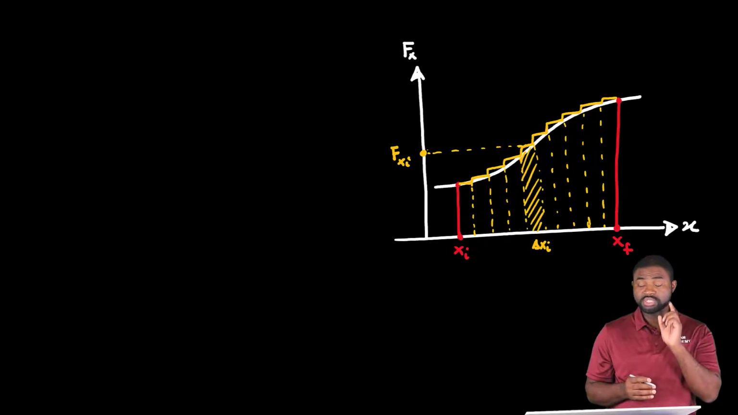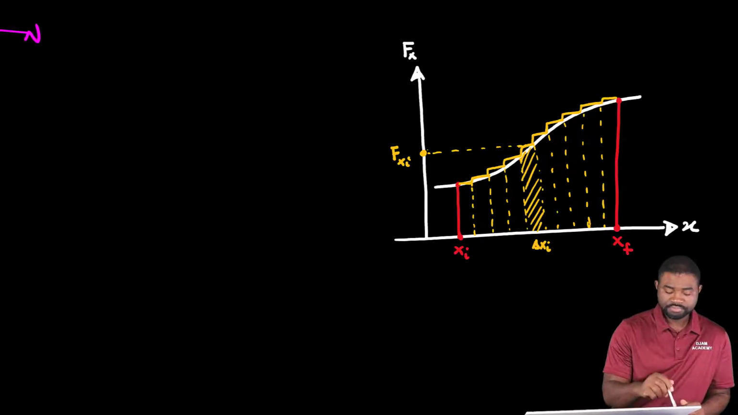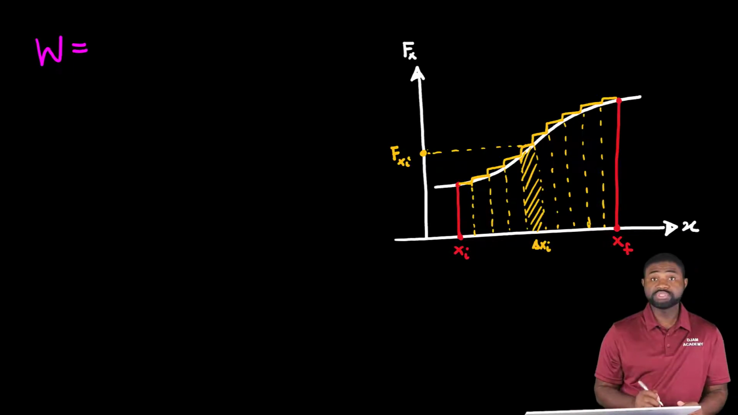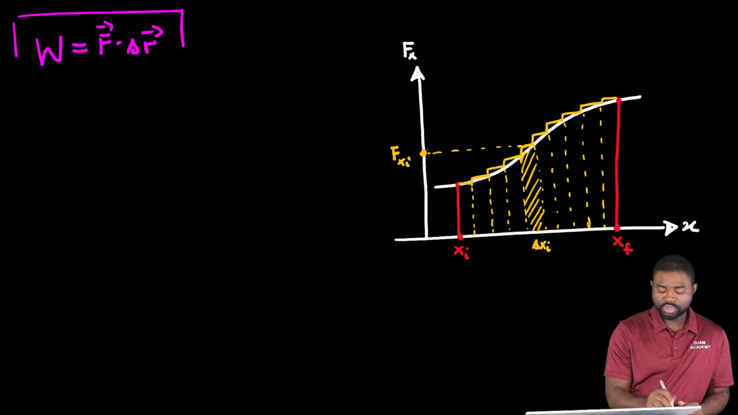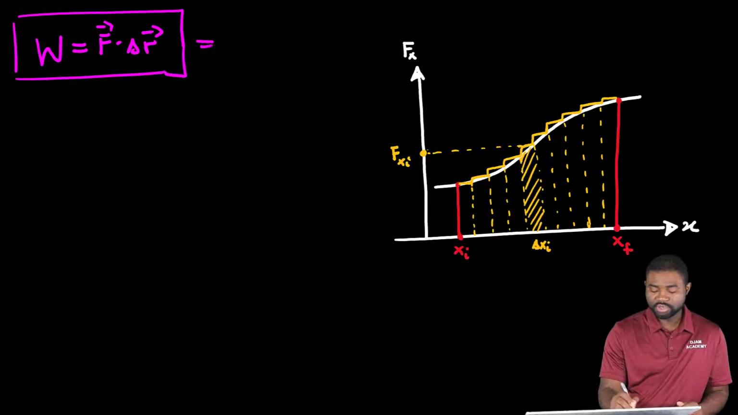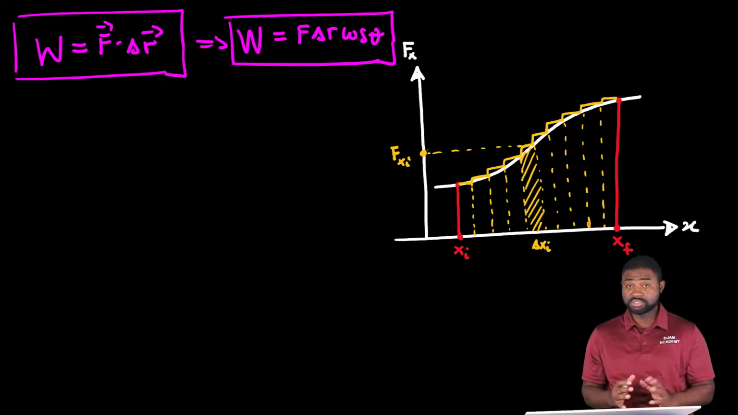By the way, as a reminder, the work done by a constant force is equal to that force multiplied by dr, F dot dr. This is what we have been using so far. In other words, W is equal to F delta r cosine theta. This is the formula we use when the force is constant.